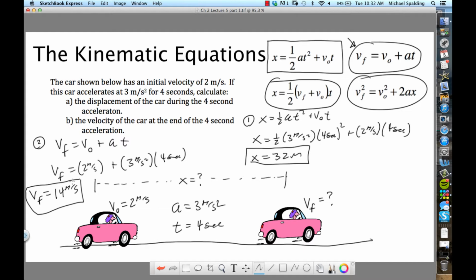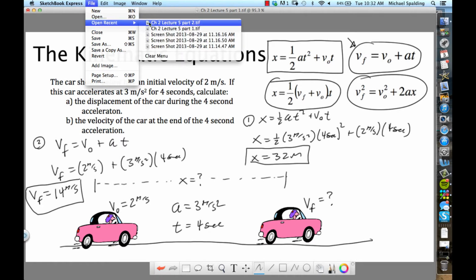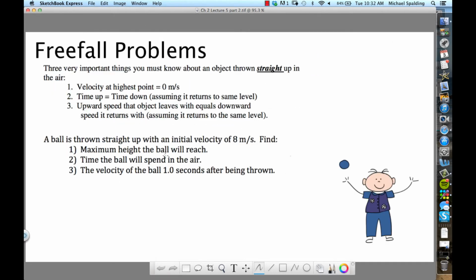All right, so let's look at a very specific physics situation, referred to as free fall. For free fall problems, I want to start by talking about what the word free fall means. The definition of free fall: an object is in free fall when the only force acting on it is gravity.